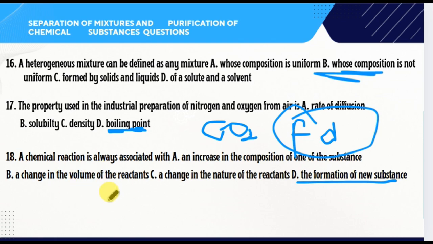A change in volume of reactant. Definitely the volume of reactant is going to change, but it's not necessarily so, since the reactant is going to be converted to product. Change in the nature: since the reactants are being converted to product, their nature is going to change since they are forming a new substance already. But the most important thing is the formation of new substance. This is the most important thing here.